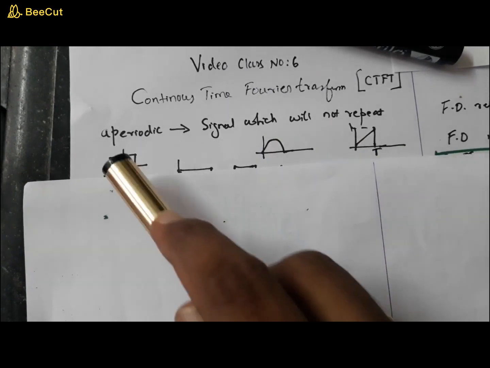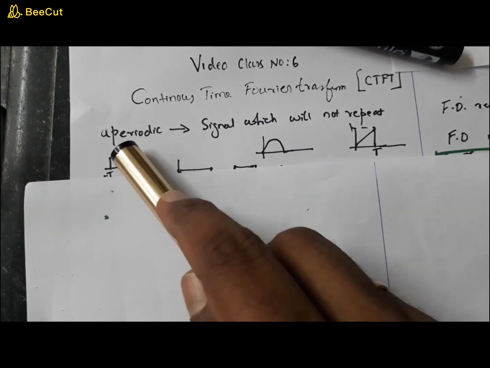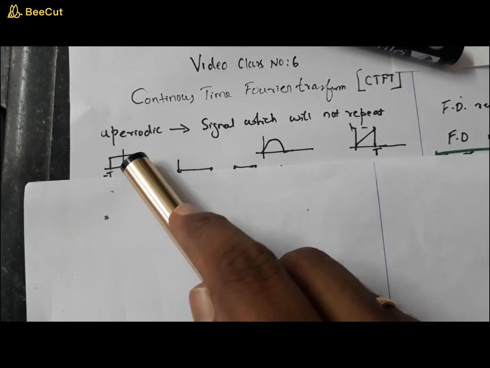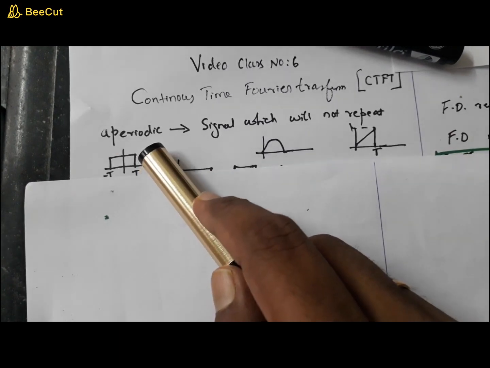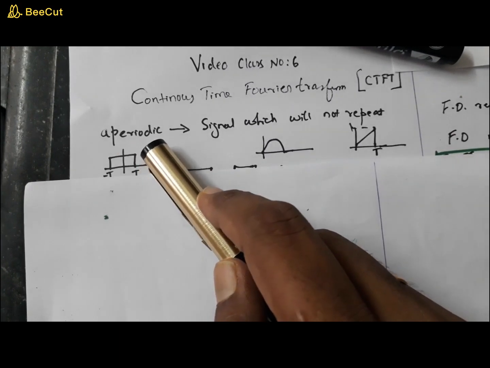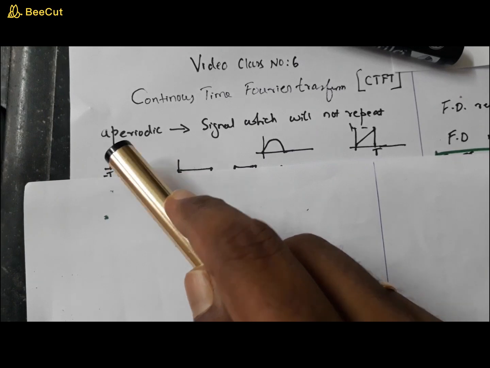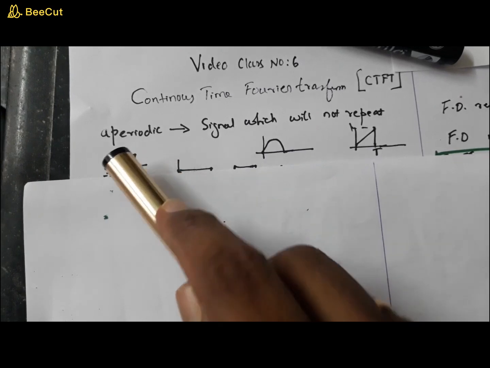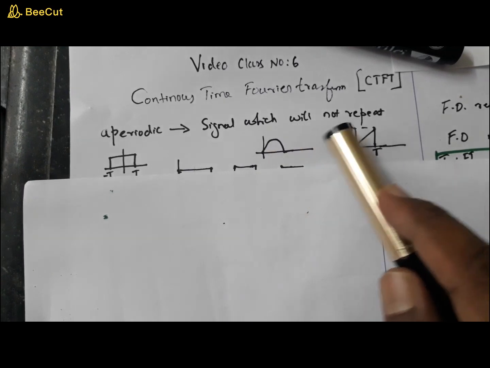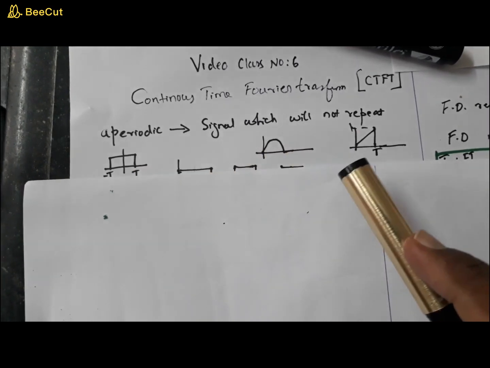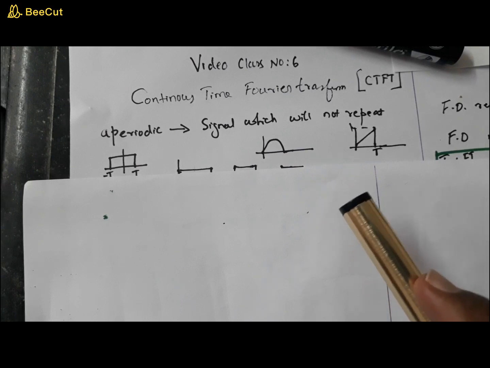Some of the examples are, say, this is a pulse, this extends from minus t to plus t, and in all other areas the signal is going to be 0. So that means this is a short duration sequence. It is not periodic because it is not repeating. Similar is the case with this type of signal, this one. All these come under the category of aperiodic signals.